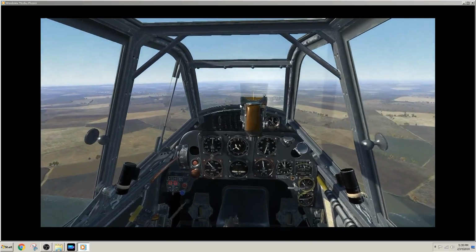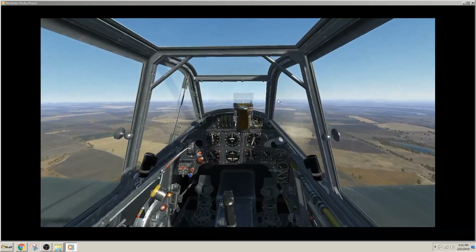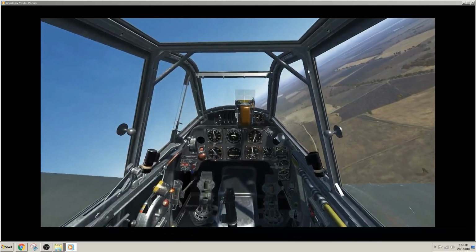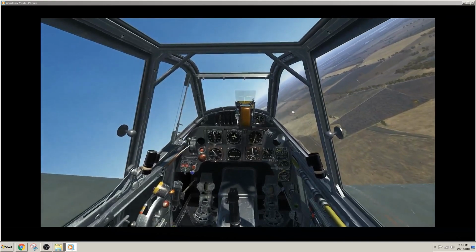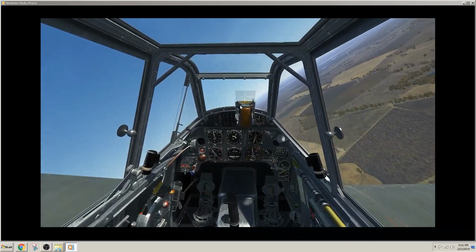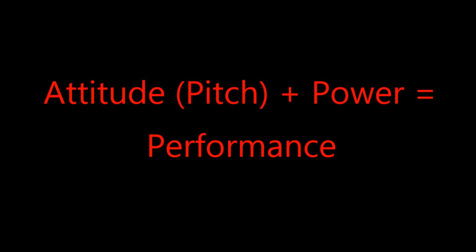We also learned to use the horizon as a reference for our angle of bank in a turn. And the third thing we learned was that altitude is controlled by the use of the power. If we add more power, we climb. If we reduce power, we descend.